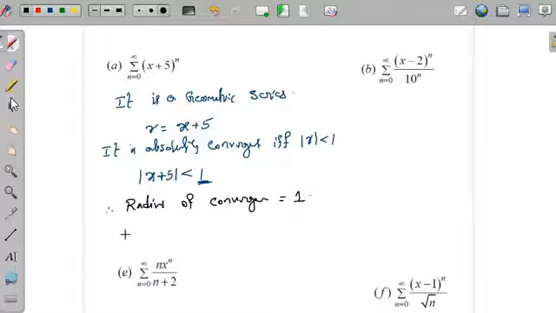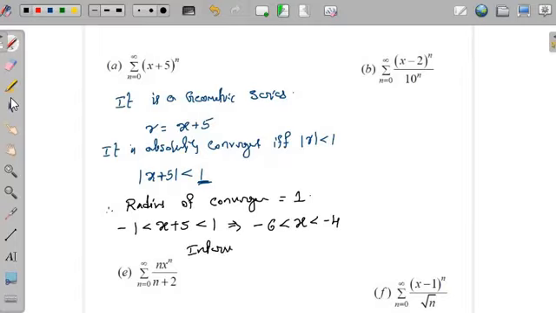But anyway, let me rewrite that interval. Minus 1 is less than x plus 5 is less than 1. So this can be rewritten like minus 6 is less than x is less than, subtracting, right? So negative 4. Okay. So therefore the interval of convergence, that is actually open negative 6, open negative 4.